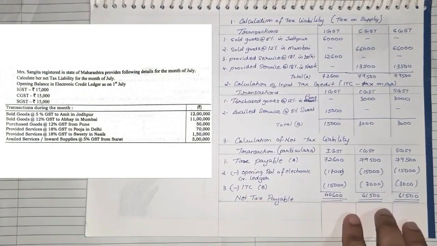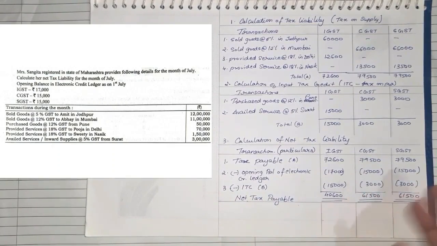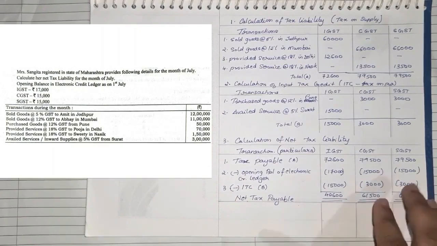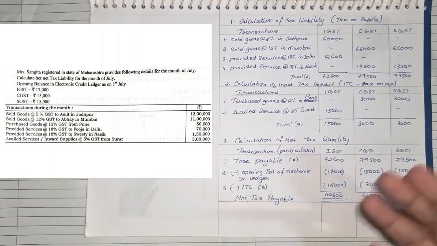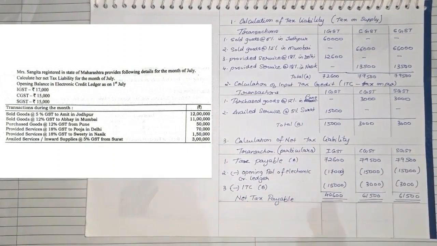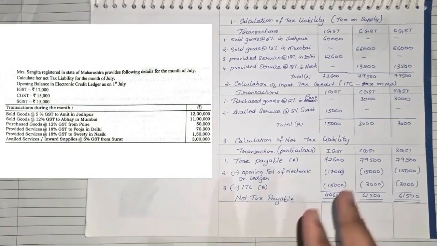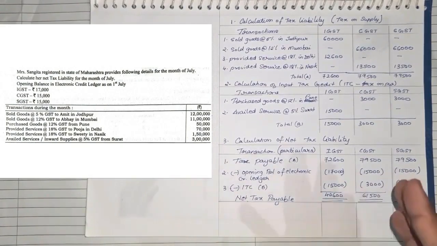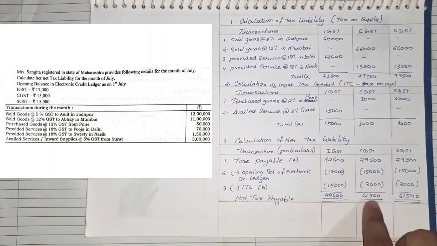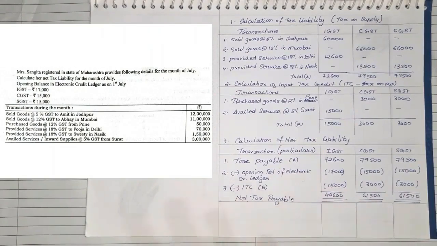If among the 3, something becomes negative, for example, if CGST is negative or SGST is negative, that negative means it is in excess. If anything is in excess, we can use it to set off other values. We will see that in the next sum. In this sum, all the 3 values are positive, so with that, we can say that this particular sum comes to an end.